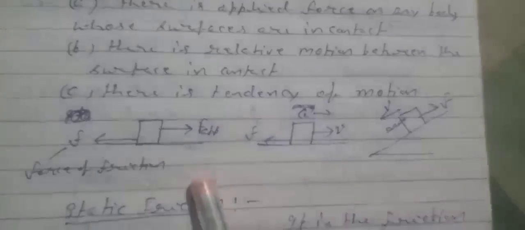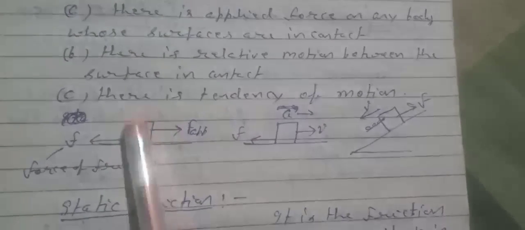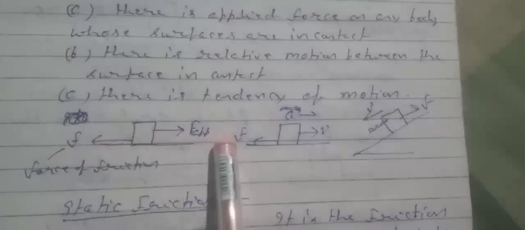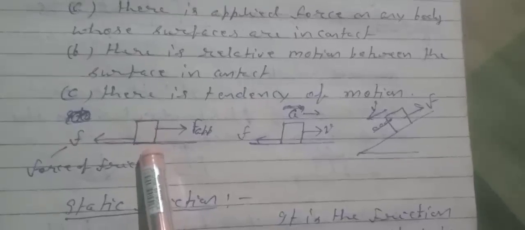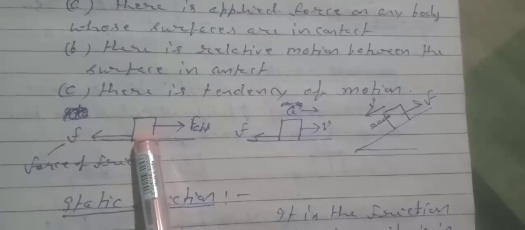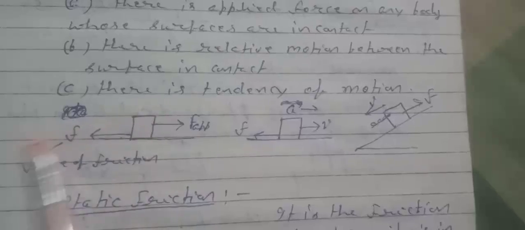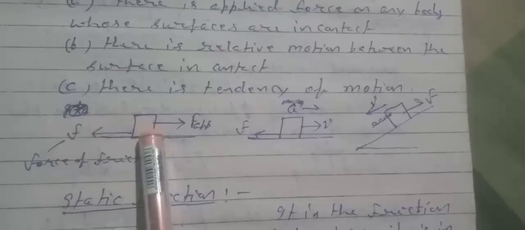The three situations are shown in the figure. First one, we are applying a force on a block which is placed on a surface, then a force of friction will start to act opposite to this block's motion, or opposite to the relative motion.